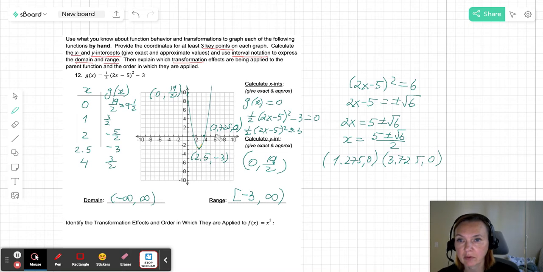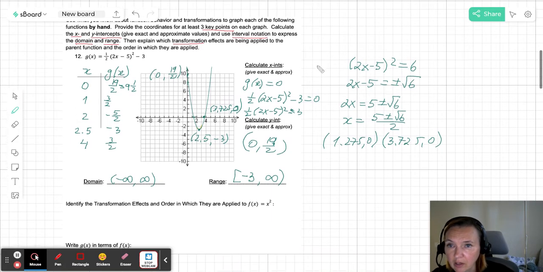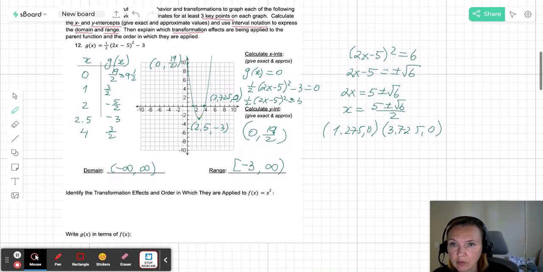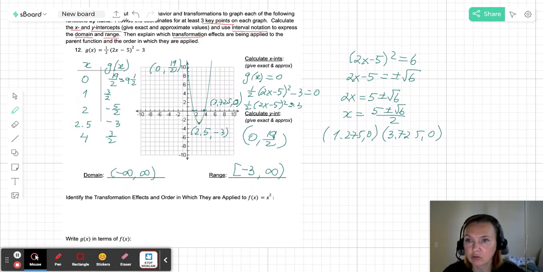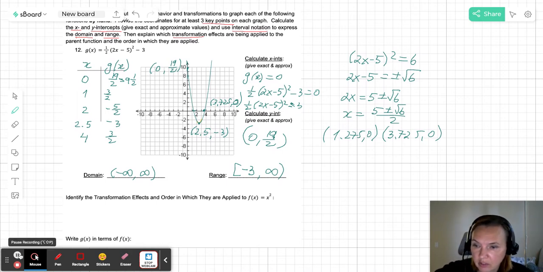Right, so I labeled 3 points, and then I can also label this one, but it doesn't fit that well anymore. Okay, finally, we need to explain which transformation effects are being applied to the parent function and the order in which they are applied. So let's take a look at that part next.